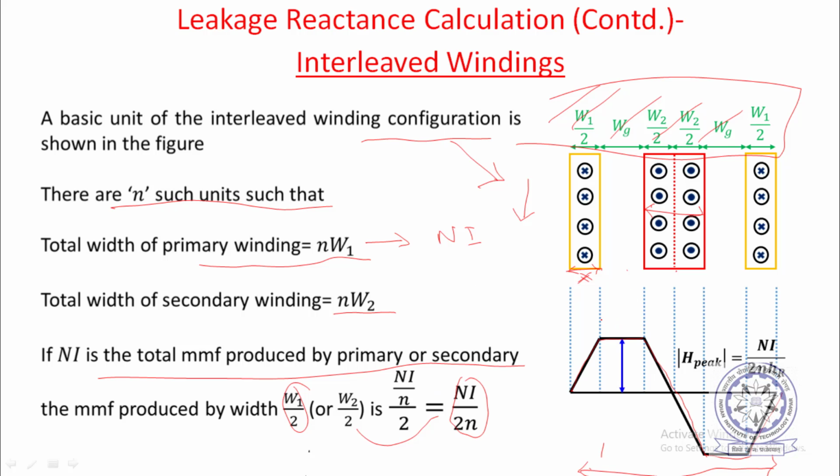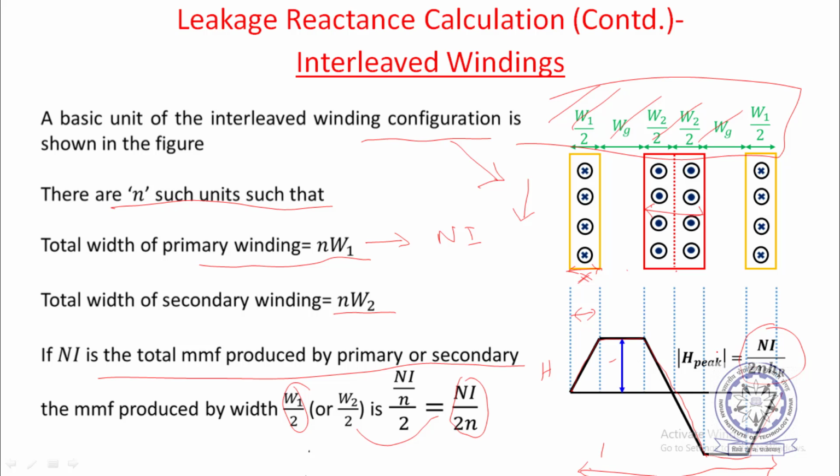So each width, W1 by 2 or W2 by 2, corresponds to Ni by 2N. So this height, since this is half width, in this half width it rises to Ni by 2N. HR, if it is H. If it is MMF, you can ignore HR.